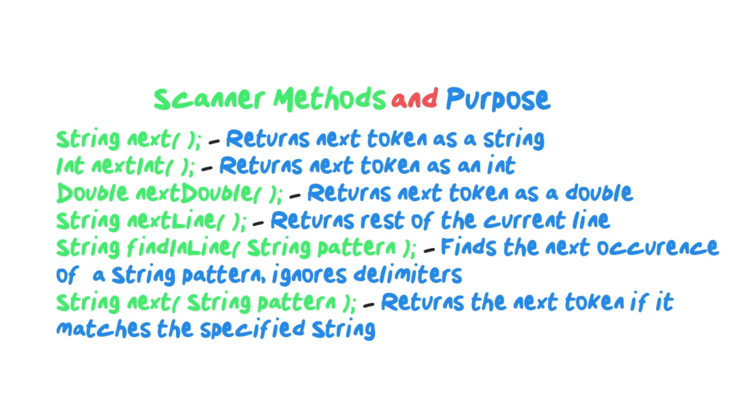String nextLine returns the rest of the current line being read. FindInLine finds the next occurrence of the specified string pattern in the line, ignoring any delimiters. And the next method, with a string pattern parameter, only returns the next token if it matches the specified string. If the next token does not match, NoSuchElementException is thrown.